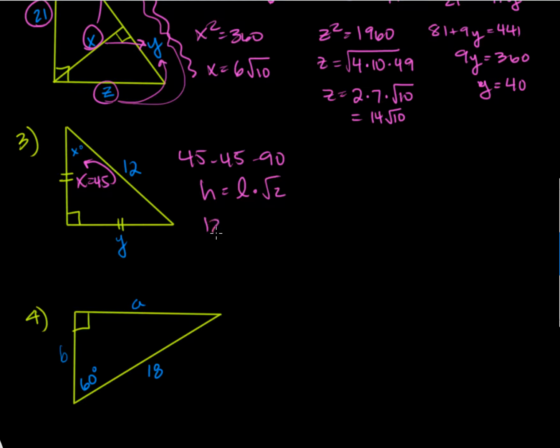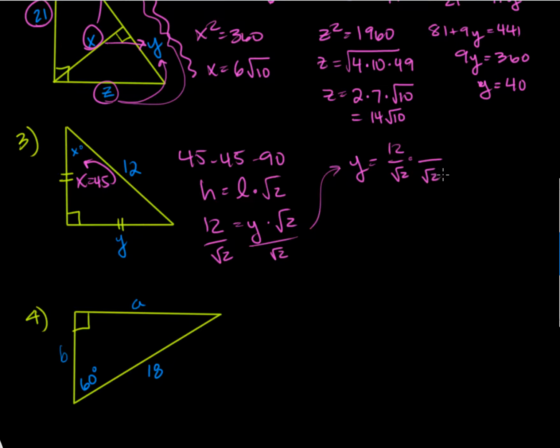For the hypotenuse, we have 12. For the leg, we have a y. So now 12 equals y times the square root of 2. If I divide both sides by the square root of 2, then I end up with y by itself and 12 over square root 2 on the other side. But now I have a square root on the bottom of a fraction. I can't have that, right?